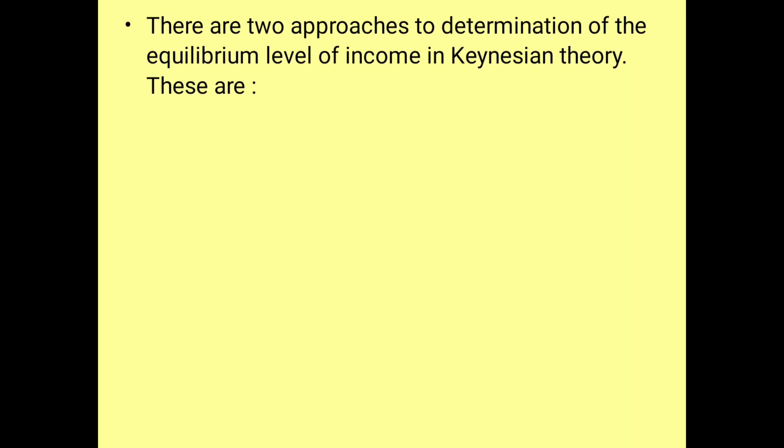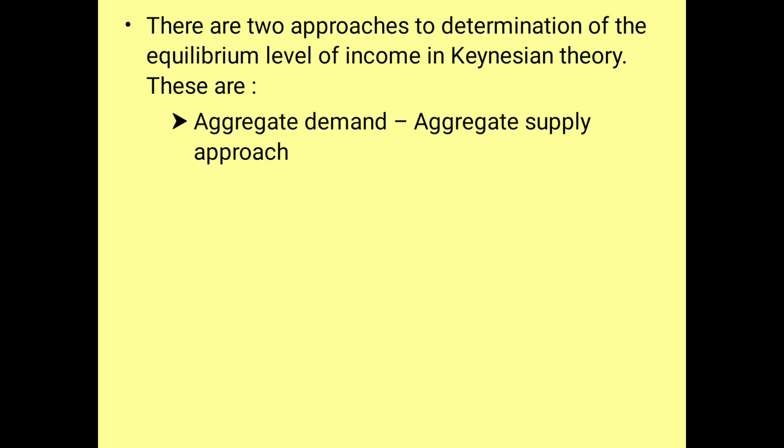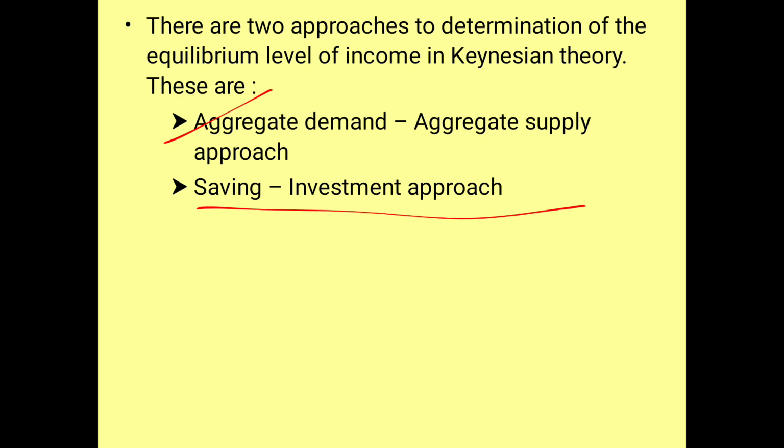There are two approaches that determine the equilibrium level of income. If they ask you what the two determinants of equilibrium level are according to Keynes, it is the aggregate demand and aggregate supply approach, and the saving and investment approach. The consumer saves, the businessman invests. These are the two approaches that Keynes has given on equilibrium.